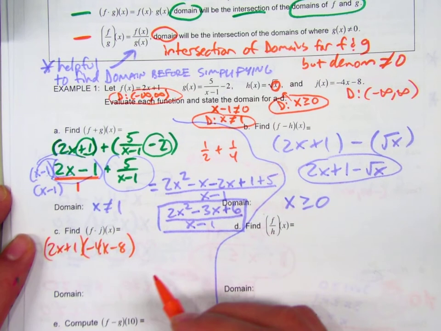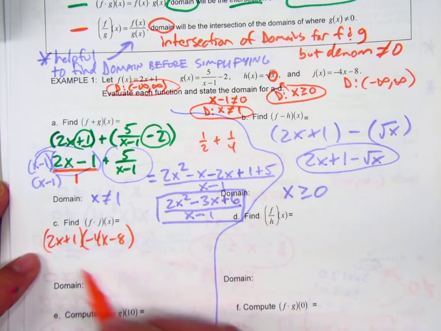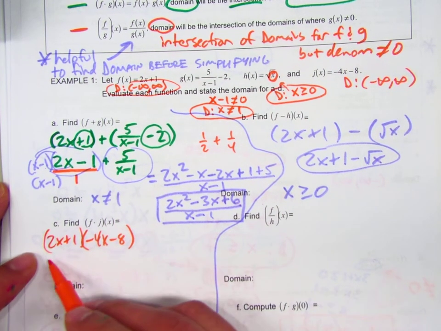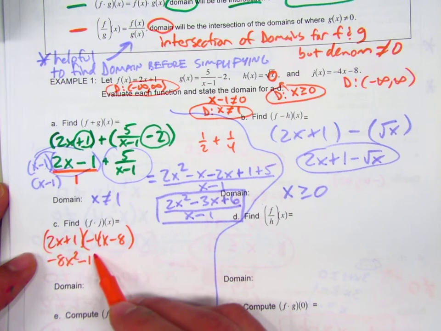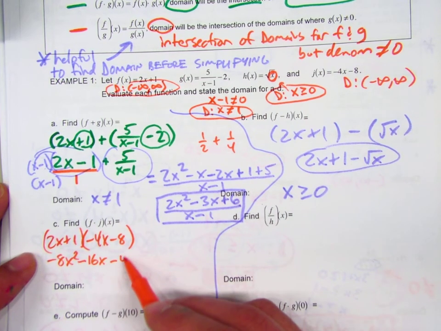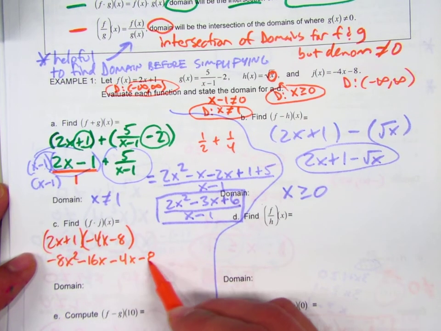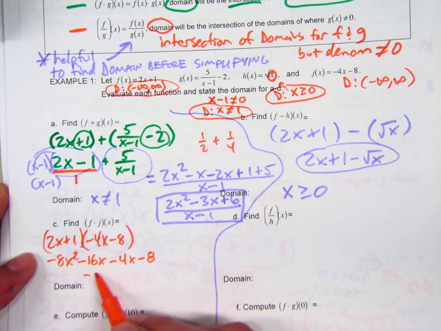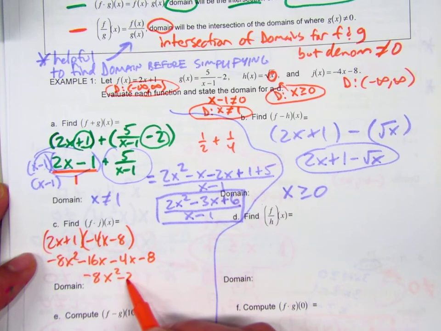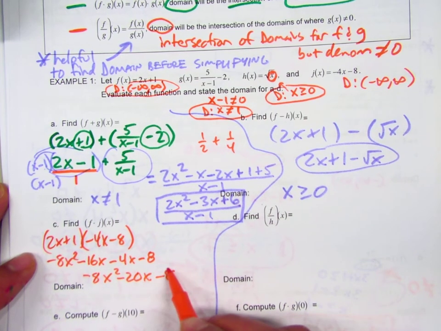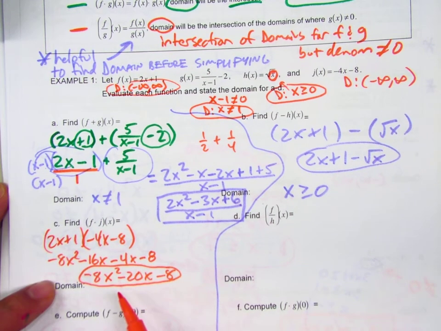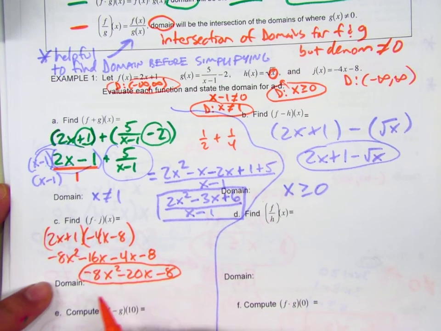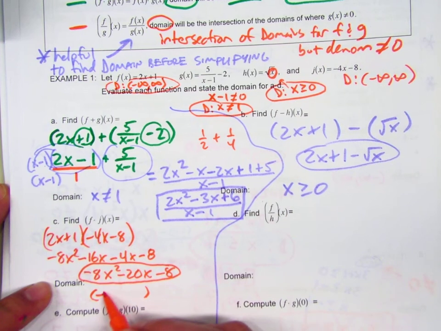So I'm going to start working through. You guys can check your work as I walk through it. So that'll be negative 8x squared. Did you guys get that? Negative 8x squared minus 20x minus 8? Yeah. Okay, good. What's the domain? All numbers.